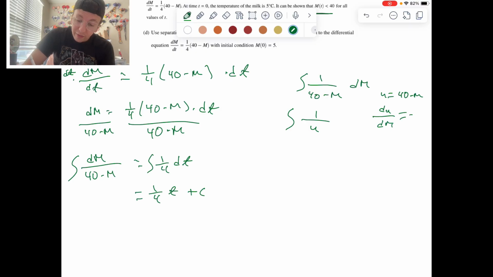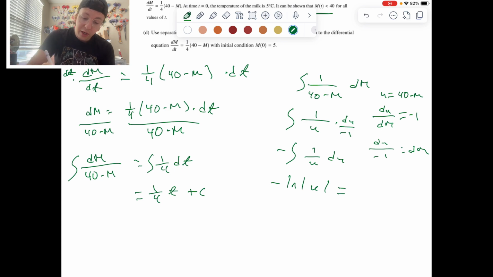So that will be -1. Rearrange that, get dm by itself, so we get du over -1 is equal to dm. Plug in, so we get times du over -1. I can take that -1 out of my integral, so we have negative integral of 1 over u du. Integrate that, and that would be negative natural log of u. Don't forget your plus c. Let's replace u with our initial equation for u, 40 minus m, so it's negative natural log, absolute value of 40 minus m, plus c.